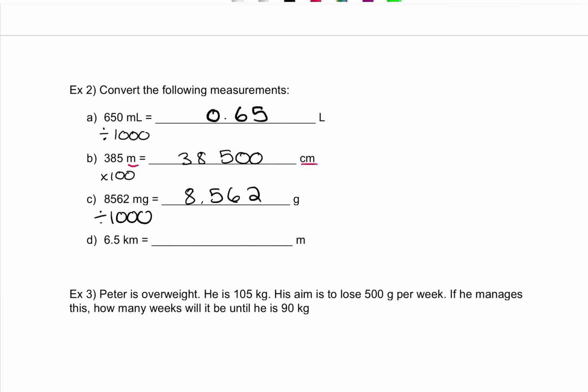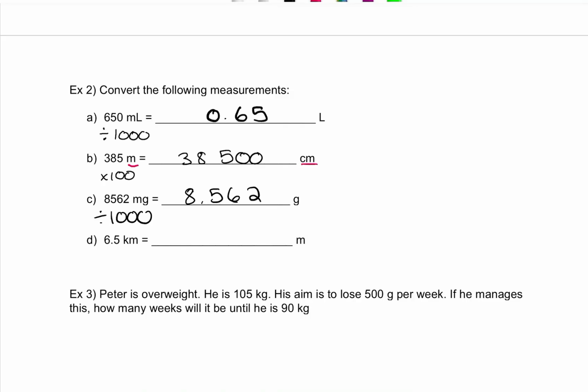Notice that typically we tend to round to 2 decimals in math, but when we're dealing with measurement and conversions, we want to keep all the decimal places, because if I round that to 8.56, that's not actually 8,562 milligrams, it's 8,560 if I were to convert it back. So we just want to be as exact as possible.